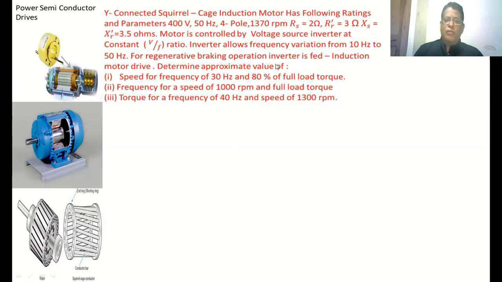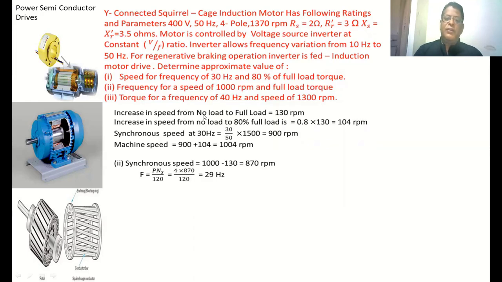The motor is controlled by a voltage source inverter at a constant V/F ratio. The inverter allows variation from 10 Hz to 50 Hz. For a regenerative braking operation, the inverter is fed from the induction motor drive. Determine the following values: first, the speed at a frequency of 30 Hz at 80% of the full load. Second, the frequency at a speed of 1000 RPM and full load. Third, the torque for a frequency of 40 Hz and speed of 1300 RPM. These are three different things we have to calculate in regenerative braking, where there is an increase in speed from no load to full load.